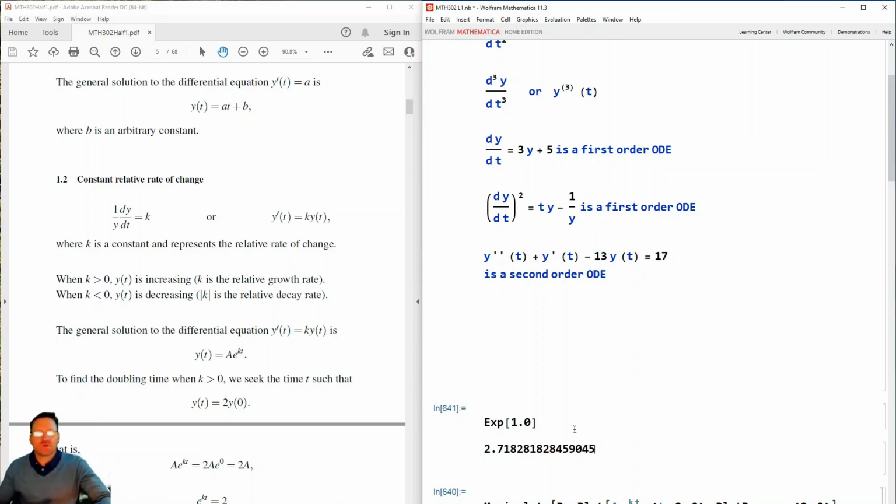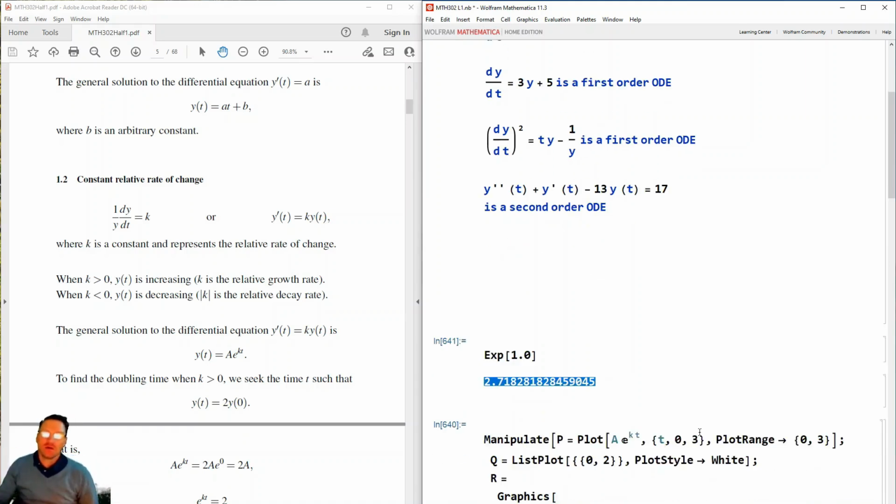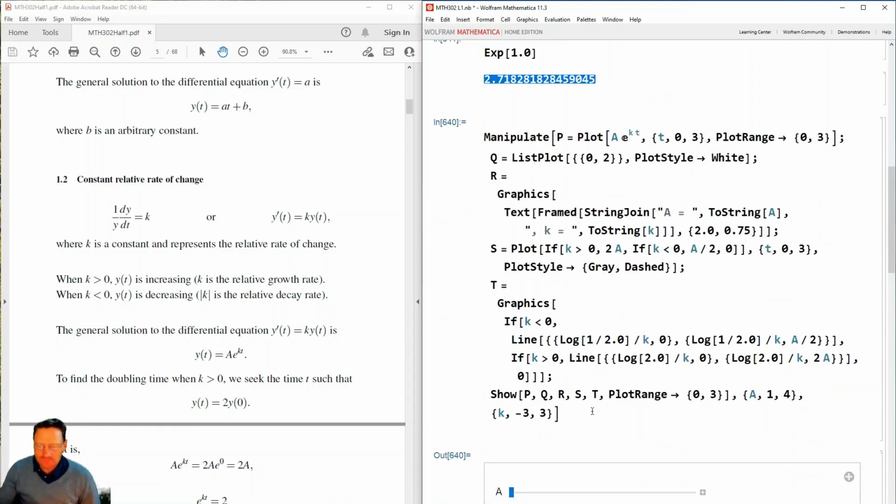Okay, so that's what e is, and it's defined as a limit. But when you take powers of this, you get your positive powers, you get positive growth, and it goes up very quickly. So let's just have a little look at a graph of this, which I have here.